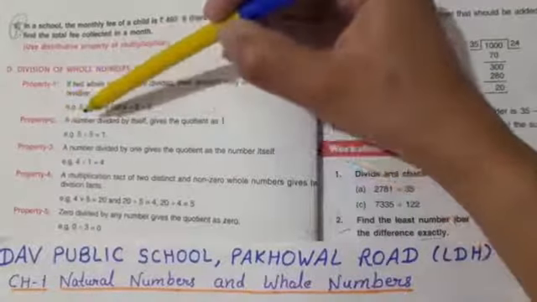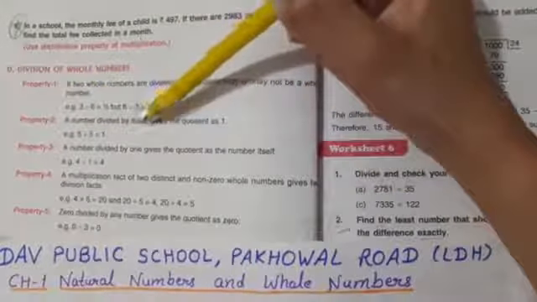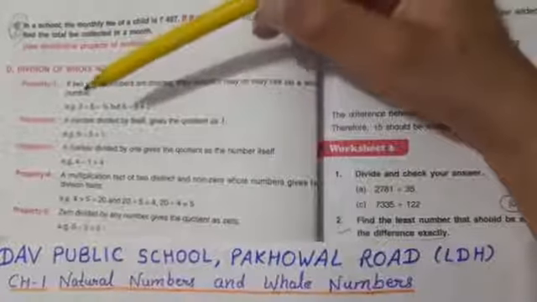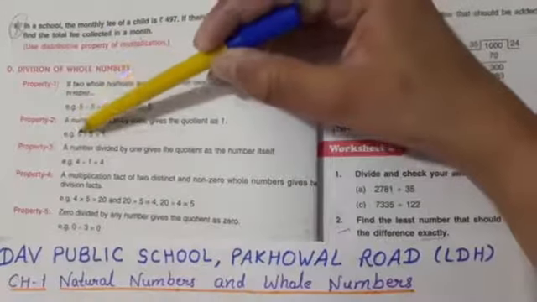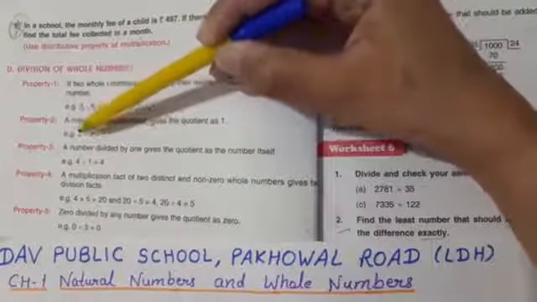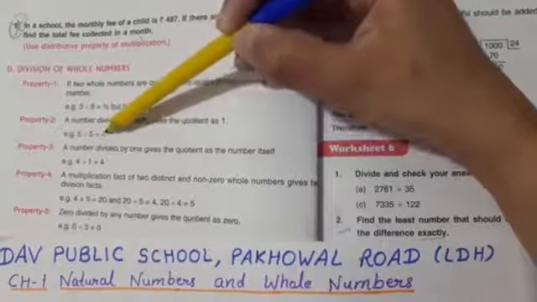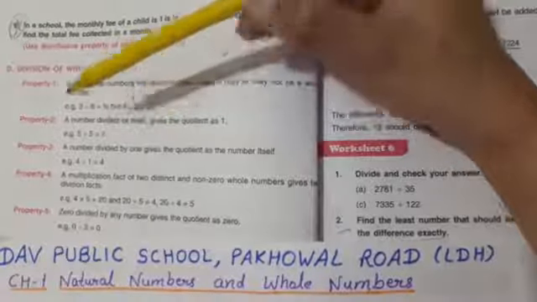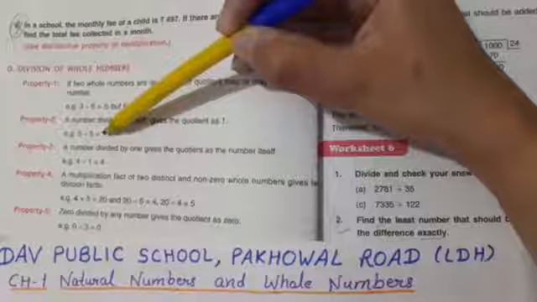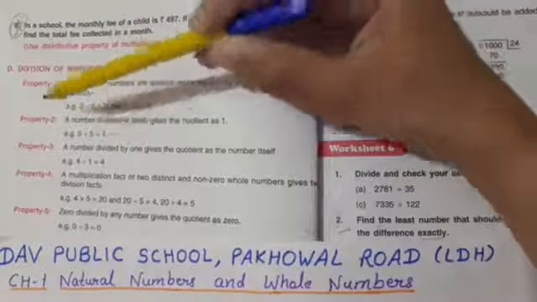Second property. A number divided by itself gives a quotient of 1. For example, suppose we take a number divided by itself. 5 divided by 5 is 1. We will always get 1. If we take 8 divided by 8, then we will also get 1, right?